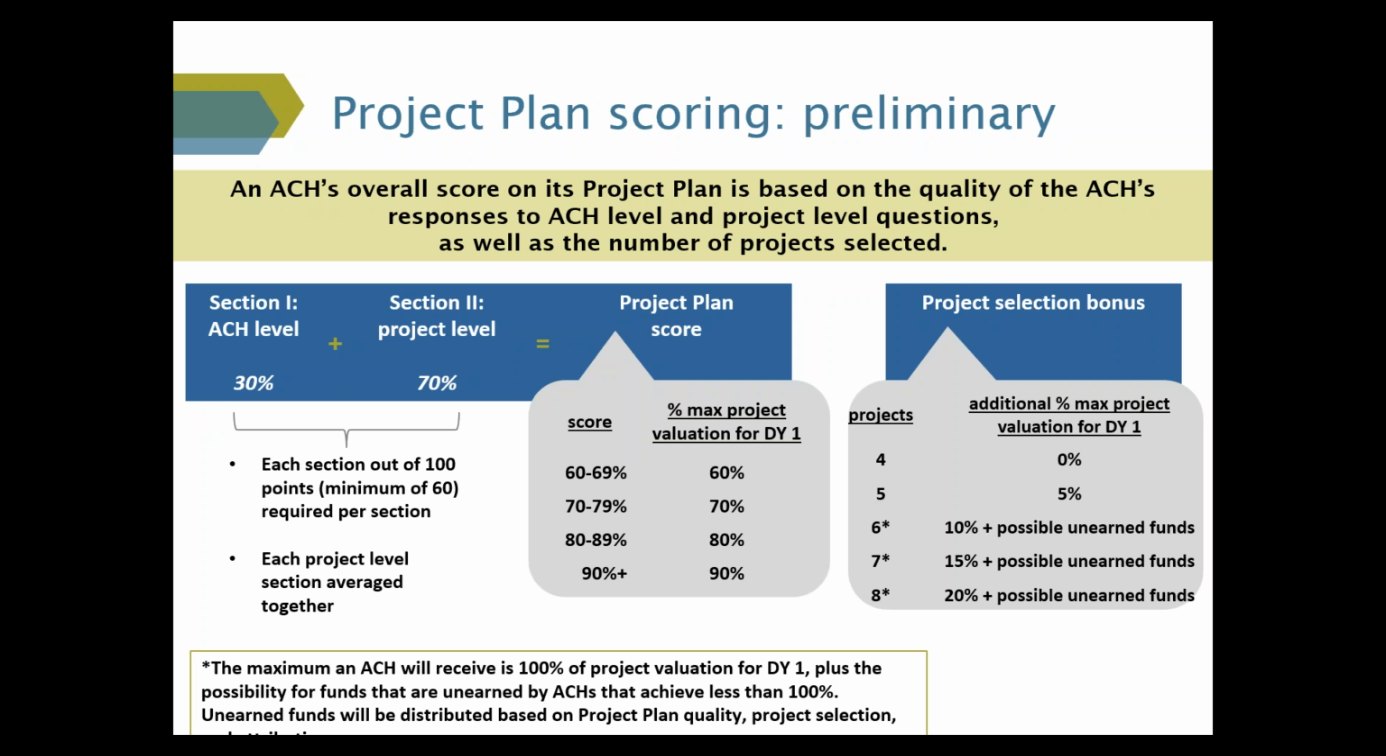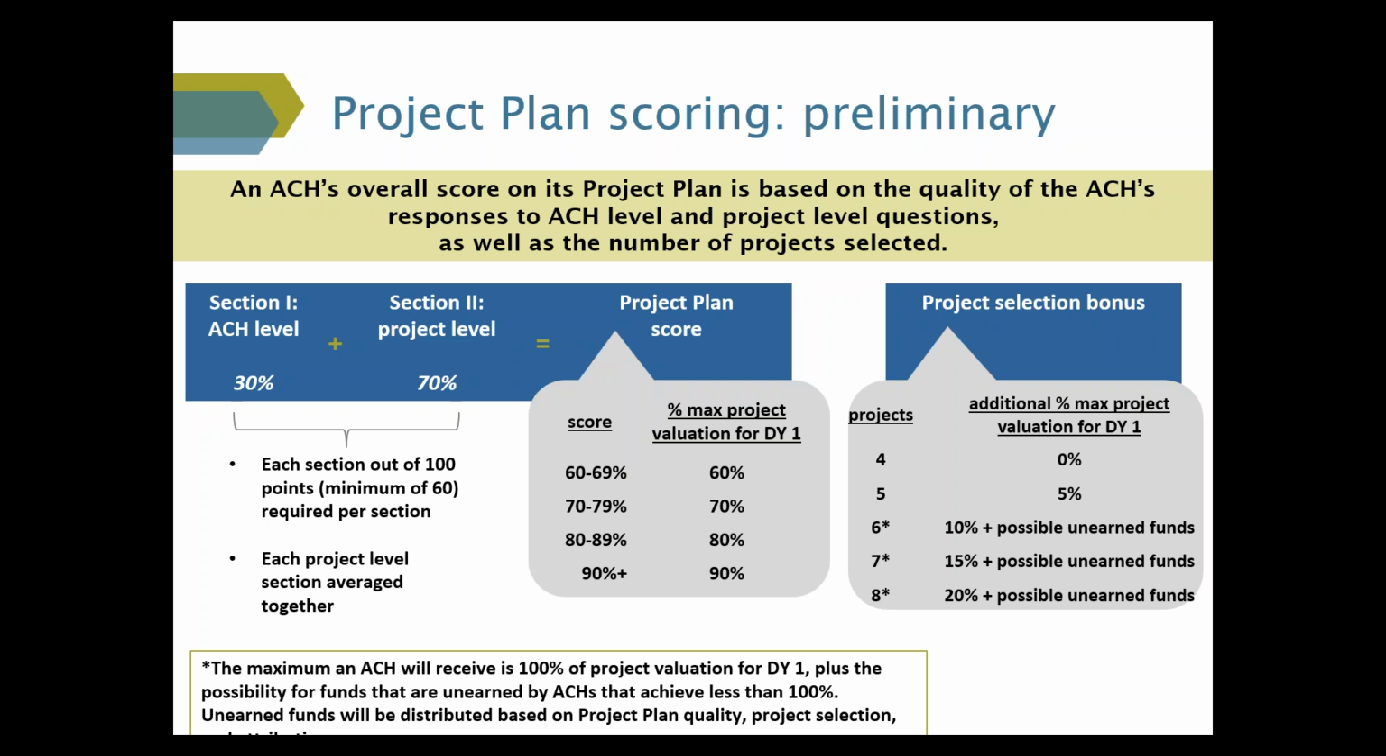And again, as a reminder, Section 2 will depend on the number of projects that an ACH has selected, because they can select between 4 and 8, so they will be turning in between 4 and 8 Section 2 components that respond to each project. And then there is a final factor in that consideration, in terms of the number of projects being selected by the ACH, that also builds into that scoring. So on the slide below is how that framework will work. In terms of the scoring, Section 1, the ACH level response, will account for 30% of an ACH's project plan score. The Section 2 project level will account for 70% of the ACH's score.